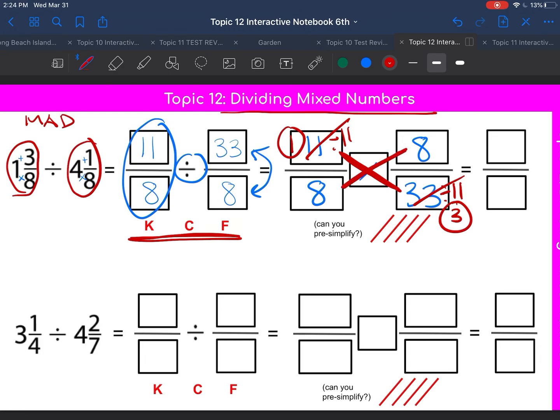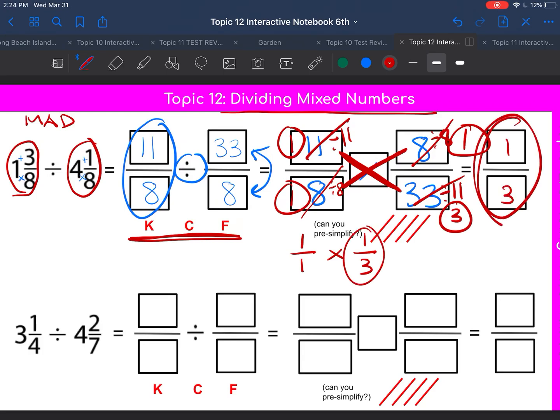And in the opposite direction, 8 and 8 can both be divided by 8. 8 divided by 8 is 1. 8 divided by 8 is 1. Look at that. Our new fraction is 1 over 1 times 1/3, which would just be 1/3 as our final answer. So that is why pre-simplification is very important and comes in handy, because we can do all of that simplifying before we even start. So let's look at the next problem.